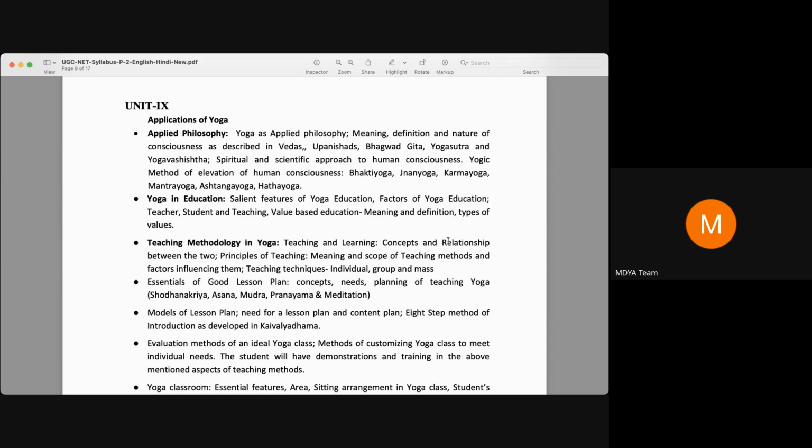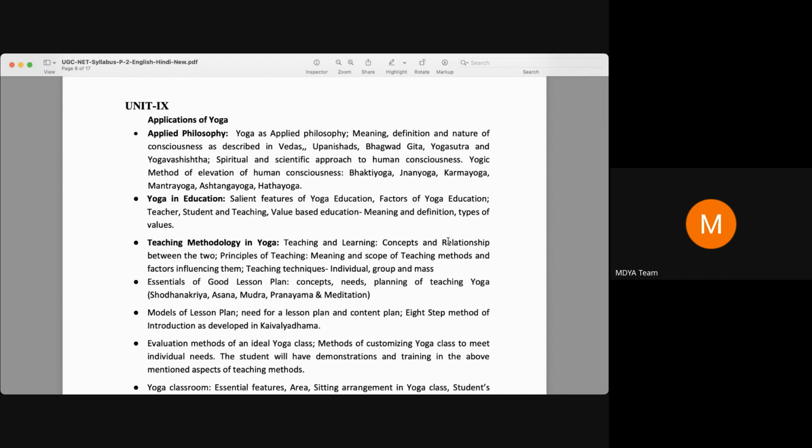Okay. Now models of lesson plan, need, why it is required. Then there is the 8-step method of introduction as developed in Keval's diagram. So that also we see. Then evaluation methods of an ideal yoga class. Now how to evaluate, that evaluation can be done in a particular yoga class, because it includes theoretical portion and practical portion also, and Shodhan Kriyas also, the Shatkarma.